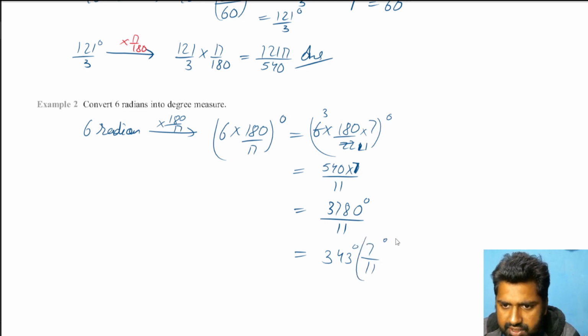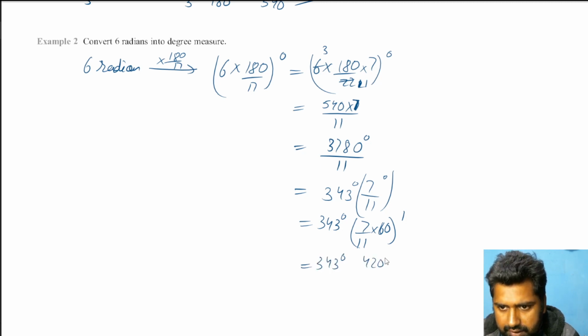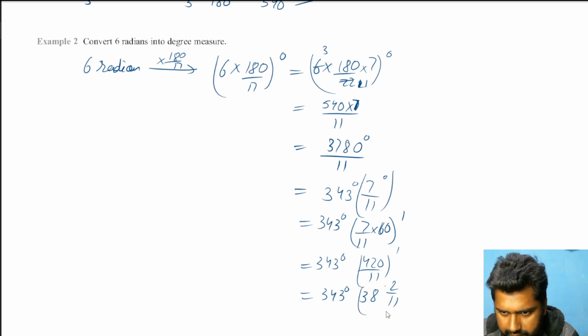Now convert this fractional part into minutes. So 343 degree, that's okay. How do we convert degree to minutes? We multiply by 60. So that is now in terms of minutes. That gives you 420 by 11 minutes. Again, further we can divide it by this 11. So we get again 38, and then the remainder as 2. So 38, 2 by 11 minutes.